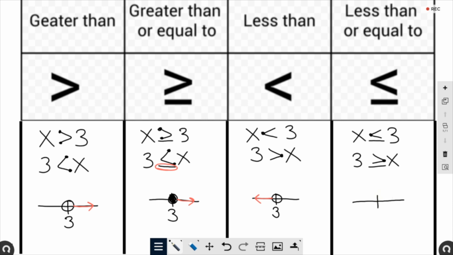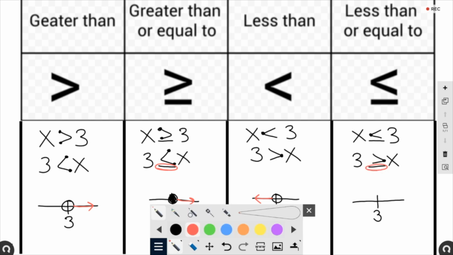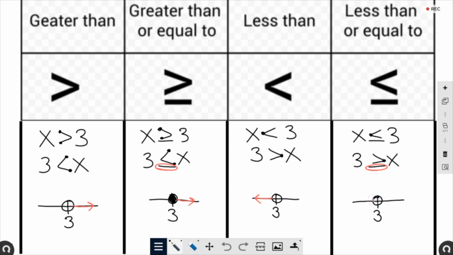When I create my number line, I'm going to start with the number 3. Since x can be equal to the number 3, that means now 3 is part of my solution, so I would have a closed circle at the number 3. And because x is less than, or x is on my small side, my arrow will point to the left. This is how you write and how you graph inequality.